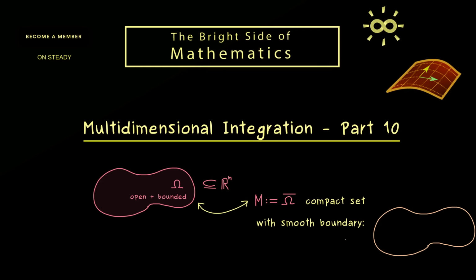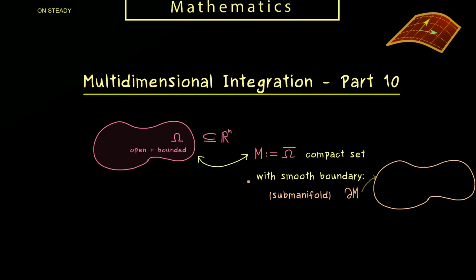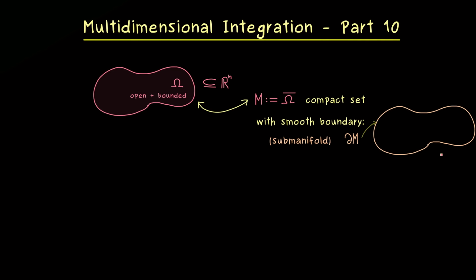We call this boundary del M, and the correct mathematical notion would be to say that this is a submanifold in Rn. I don't want to go into the details here, because I have a whole video series about manifolds, which you can watch if you are interested. We don't need to do that here, because I think the idea is quite clear. We have a full body that has a nice smooth surface area around it.